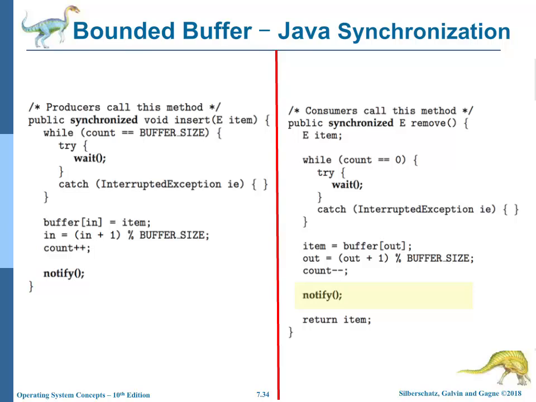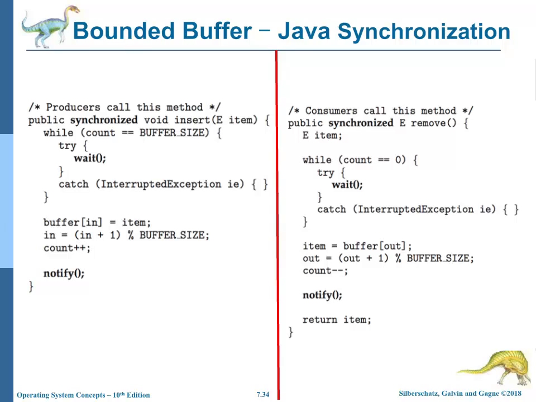The call to notify removes the producer from the wait set for the object, moves the producer to the entry set, and sets the producer's state to runnable. The consumer exits the remove method. Exiting this method releases the lock for the object. The producer tries to reacquire the lock and is successful.